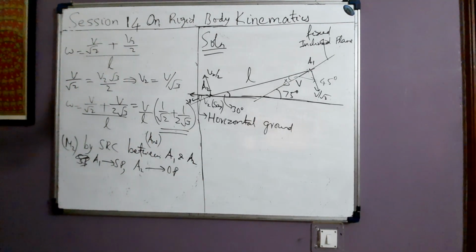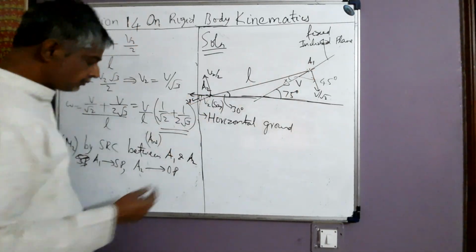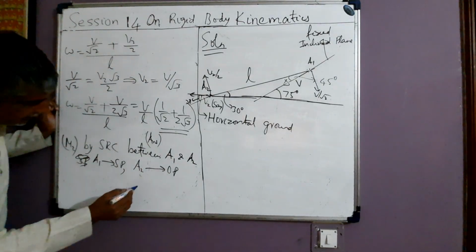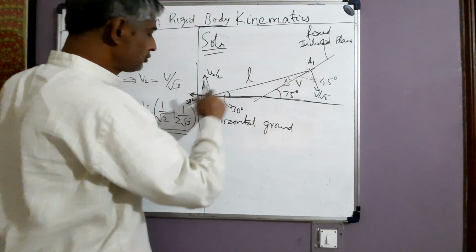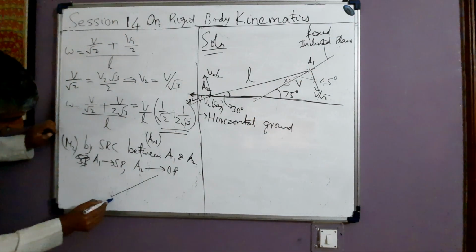So I draw the line joining A1 and A2, joining SP and OP, that is A1, A2. I draw this, and I use this line itself. Now what action do we take? Give the velocity of A1 to A2. Velocity of A1 is V around this. So this I give to this. A2 is here.